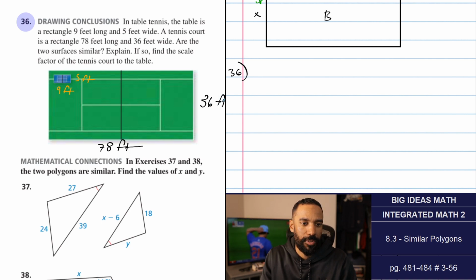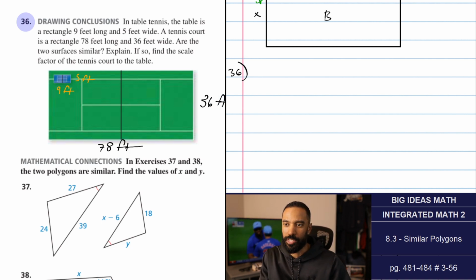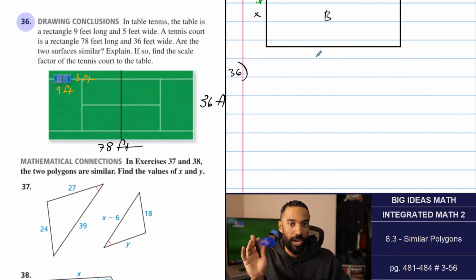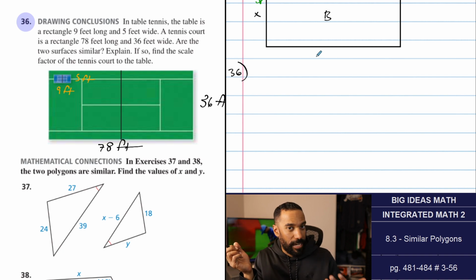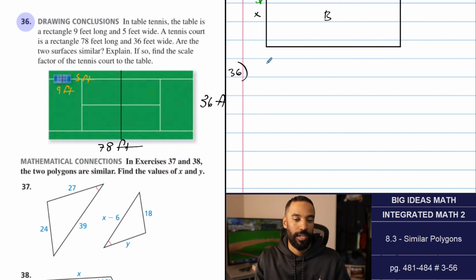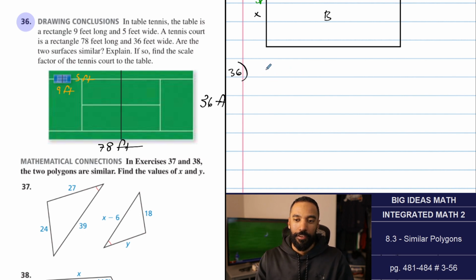Are the two surfaces similar? Explain. If so, find the scale factor of the tennis court to the table. Now, I don't know if these numbers are supposed to be accurate with respect to what they actually are, but if they are similar, I never knew that, and I've never factually checked that.